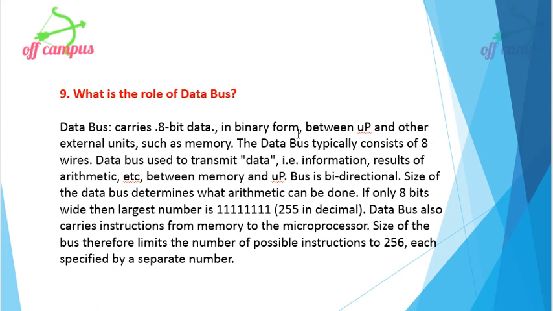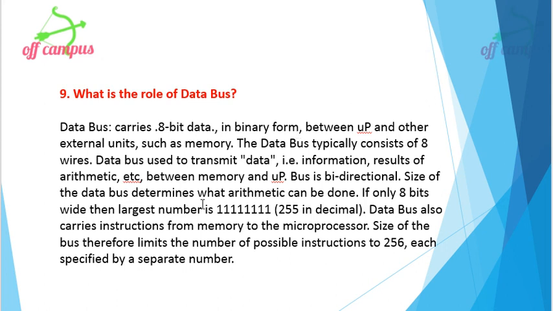The data bus is bidirectional, whereas the address bus is unidirectional. The address bus can transfer address locations from the microprocessor to memory only. Whereas the data bus can transmit data from the memory to the microprocessor or from the microprocessor to memory, in both ways. So the data bus is bidirectional.